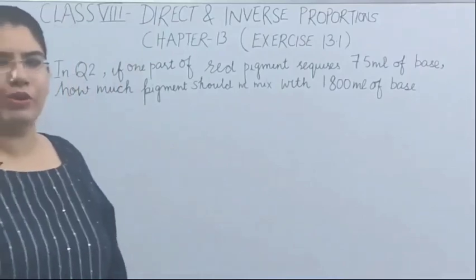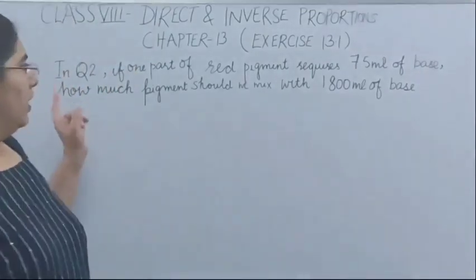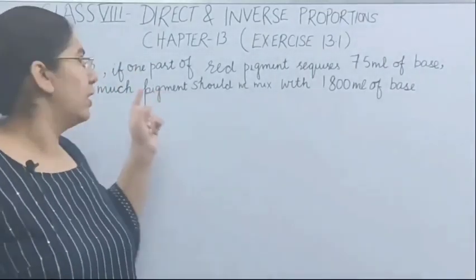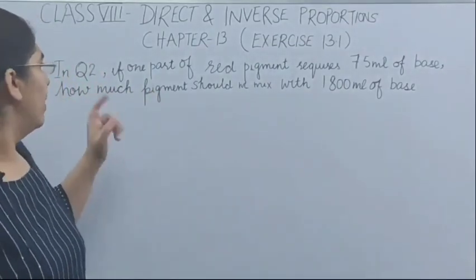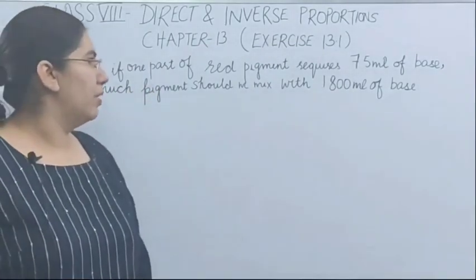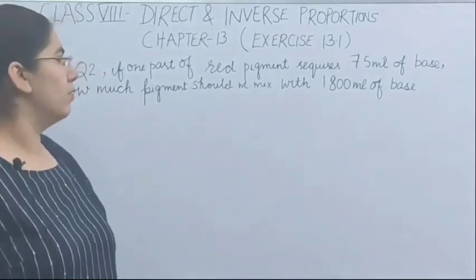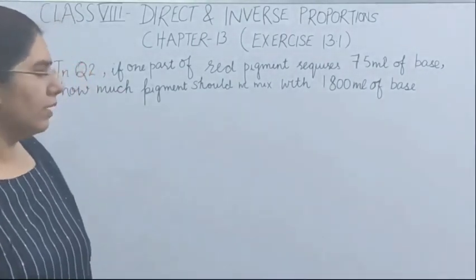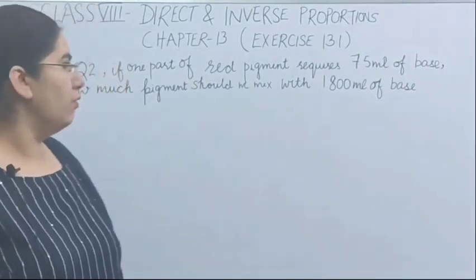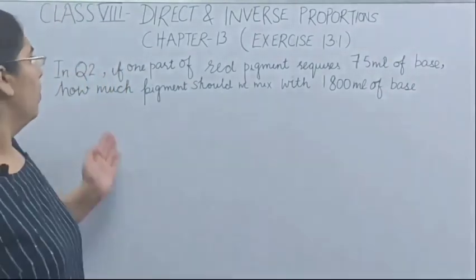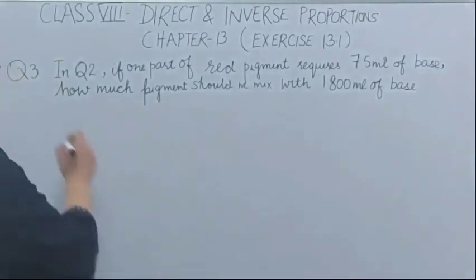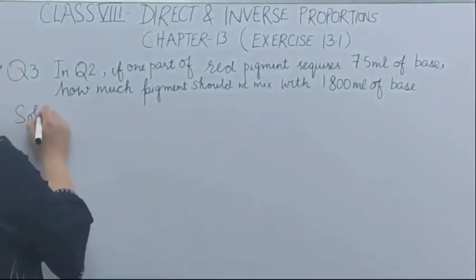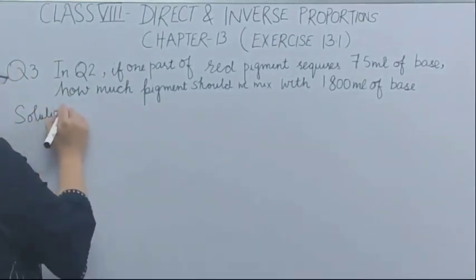Okay, now we move on to question number 3. This question is a continuation of the second question, and it says that if one part of red pigment requires 75 milliliters of base, how much pigment should we mix with 1800 milliliters of base? Now, like we said, the step 1 to the solution will be tabulating it, right.